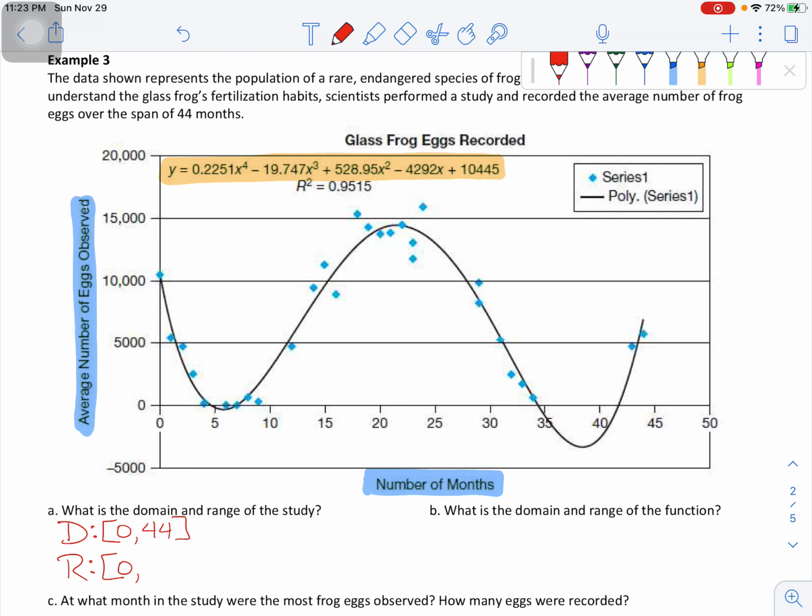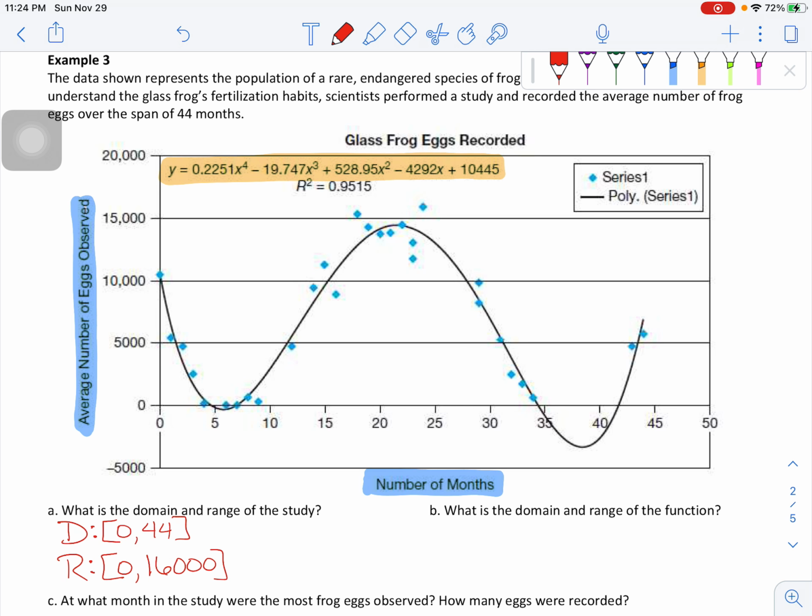Okay, range is the lowest number of eggs that you could possibly see, which would be 0, to the highest. I'm looking at my graph, and these little blue diamonds are the actual data points that the scientists collected. The highest data point that we see here is this one. If I roll it back to the y-axis, I'd say maybe 15,500, 16,000, somewhere in that range. So let's go 16,000.